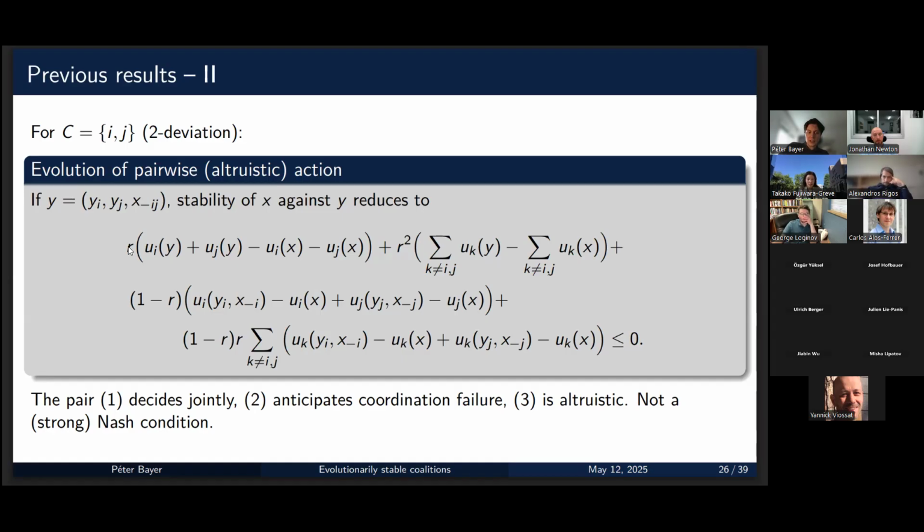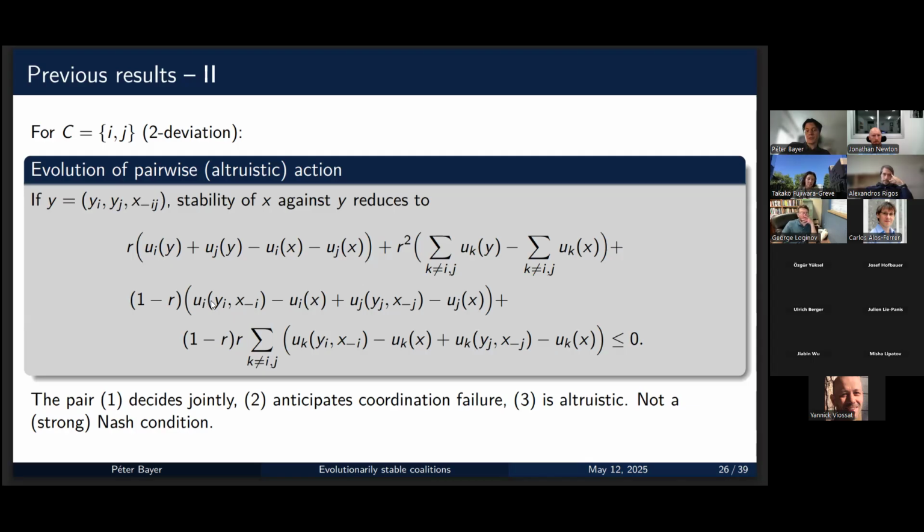This thing is what? R times how much payoff advantage I and J get from this deviation, plus R times everybody else's payoff effects if I and J deviate, right? And here we have this 1 minus R times what if only player I shows up for the party and player J does not? So player I deviates, player J plays X.